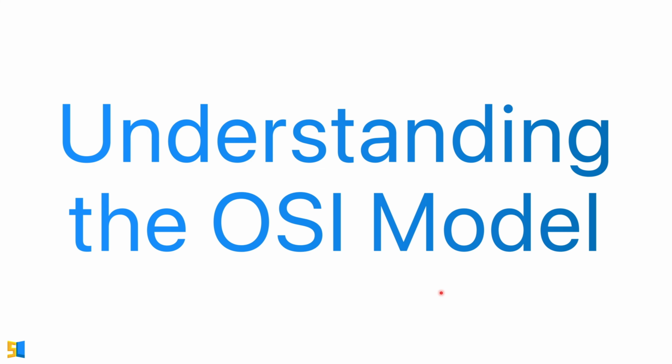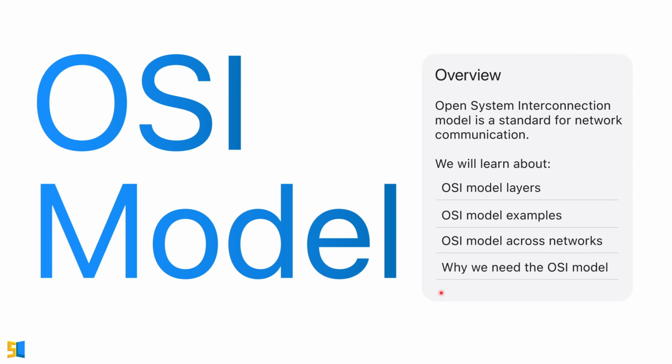In this video, we are going to learn about the OSI model. OSI is the Open System Interconnection Model, which is one of the standards for network communication created by the ISO organization. In this video, we will learn about OSI layers, examples, the OSI model across networks, and we will summarize by finding out why we need this model.